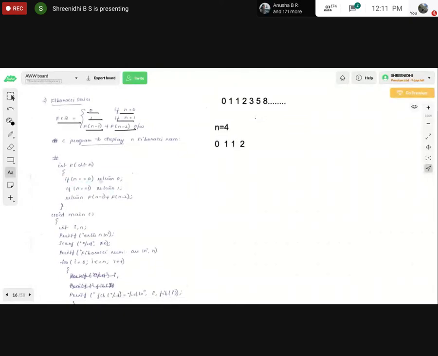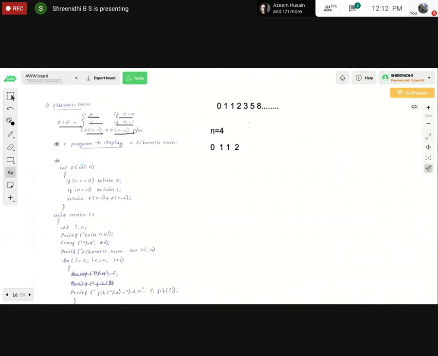If n is equal to 0, return 0. If my n is equal to 1, return 1. Else return f of n minus 1 plus f of n minus 2. So we'll execute this for n is equal to 4. I'll show how it's executed. We'll see how this program is executed.